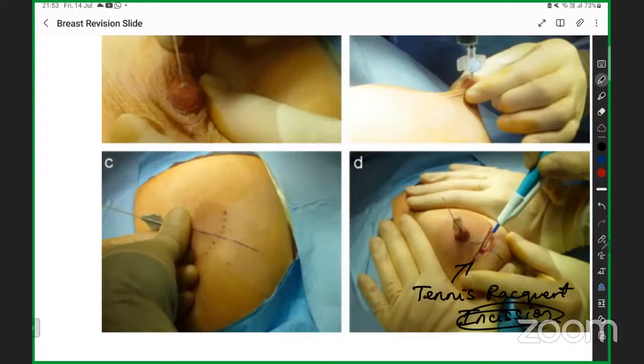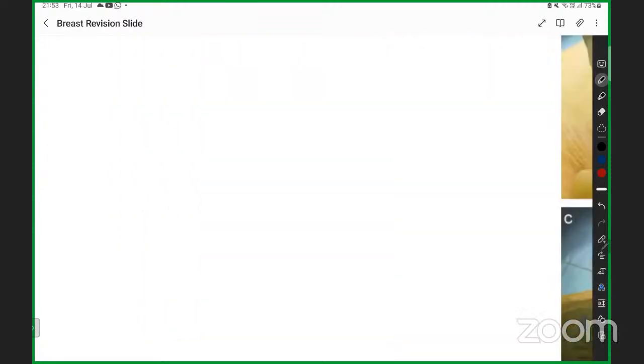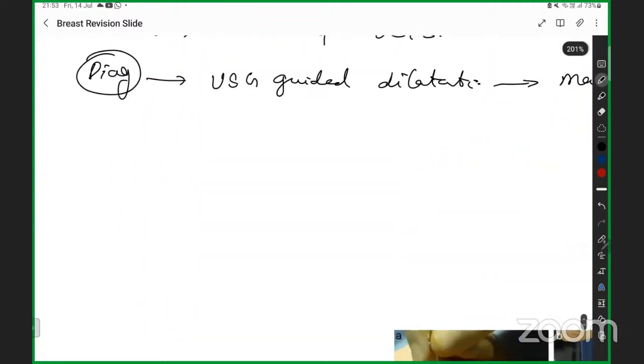Then you're going to take that flap, you're going to put a frozen section biopsy. Why do you do a frozen section biopsy? Because I need to understand what is the problem there. Once I understand the problem, I can treat accordingly. So remember, what is going to be your treatment of choice here? Once you prove it as a duct papilloma, what is the treatment of choice?